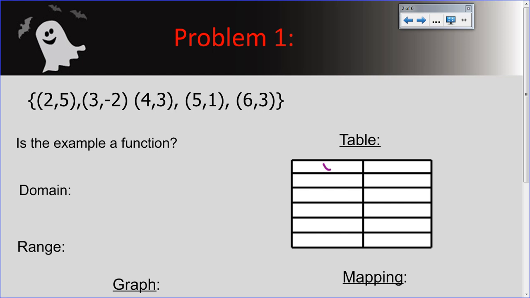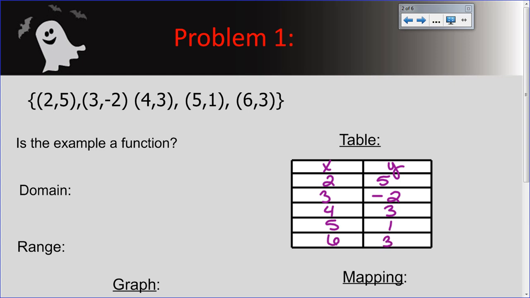And so I'm going to put these in my table, x values here and y values here. A table is just another way to represent what is happening here in this list of numbers. I find that the table is sometimes easier to look at because it separates all the x's and then all the y's, so I can look at them individually and they're not all jammed together, but it's just how you see things. So in my table, I'm going to put my first ordered pair. I have (2, 5), then the next one is (3, -2), and then (4, 3), (5, 1), and then (6, 3).